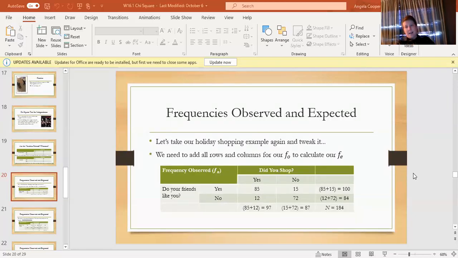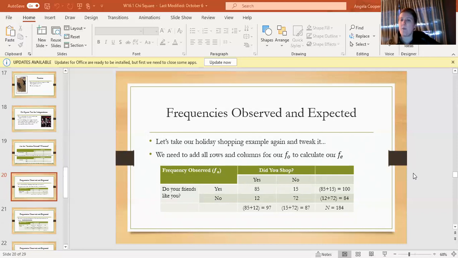So let's take our holiday shopping example from before and tweak it a bit. Before, we had only one categorical variable: did you shop, yes or no. So let's add another categorical variable to make it a chi-square test for independence. Do your friends like you? Again, simple answers, yes or no.